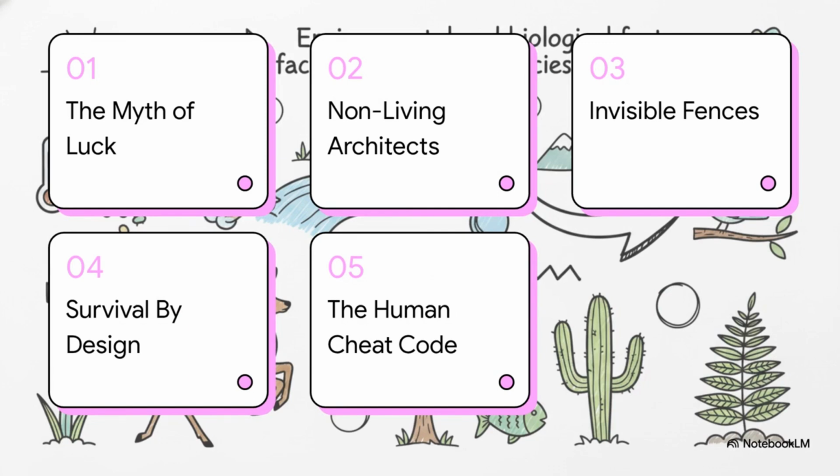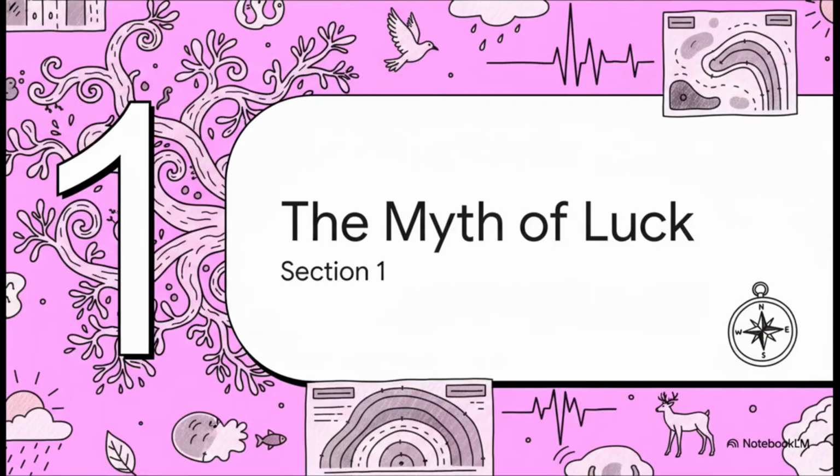Here is our step-by-step roadmap for uncovering this hidden architecture. We're going to cover the myth of luck, the non-living architects, nature's invisible fences, survival by design, and finally, wrap things up with the human cheat code. All right, kicking things off with Section 1, the myth of luck.